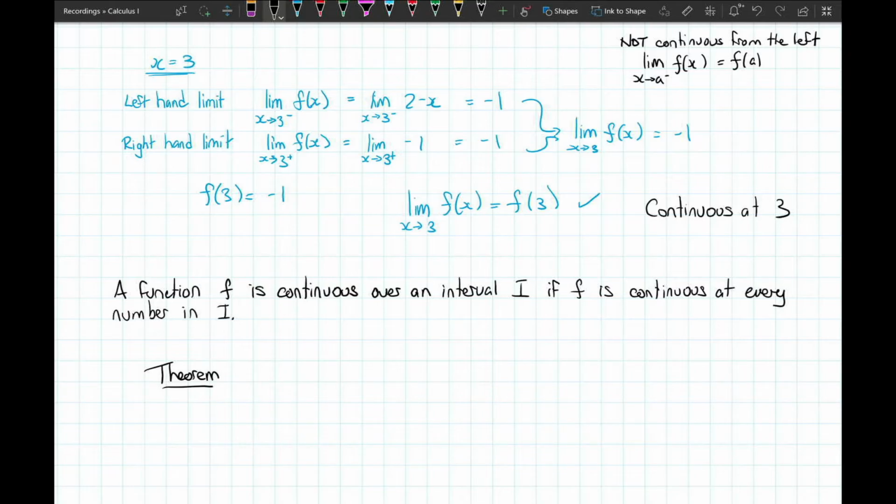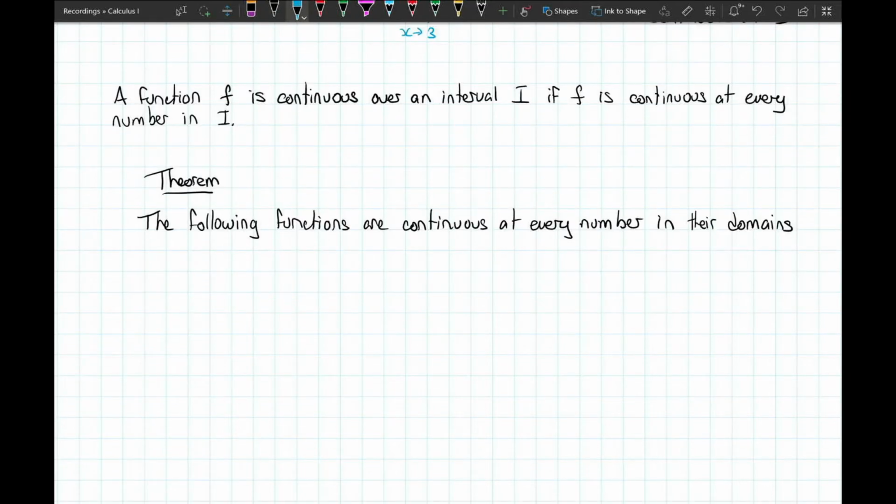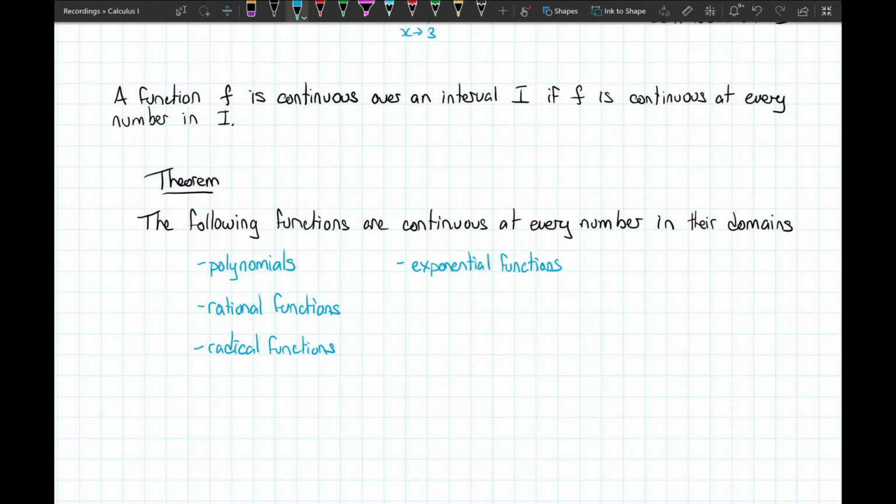So the following functions are continuous at every number in their domains. Let's start off with one of the most basic kinds of functions, polynomials. If we wanted to divide one polynomial by another polynomial, we get a rational function, and those are continuous at every number in their domains. If we wanted to combine polynomials with some roots, some radicals, we can get radical expressions, and those are continuous at every number in their domain. Then we can start getting into exponential functions. And if we look at the inverse of exponential functions, we have logarithmic functions. And then we've also looked at trigonometric functions and the inverses of trigonometric functions.